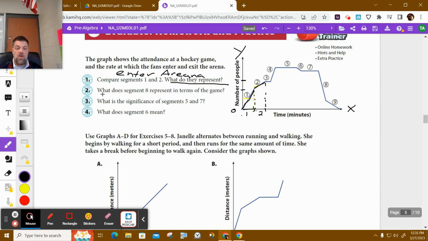And then it says, what does segment 8 represent in terms of the game? Well, what happens here at segment 8? The game ends. I would guess that somewhere in here is like a halftime or something, because nobody enters and nobody leaves. A few people leave, and then nobody leaves after that. So I would say segment 6 is probably like a halftime break. And then some people are like, well, I'm going to go because I know who's going to win the game. But probably segment 8 represents the end of the game.